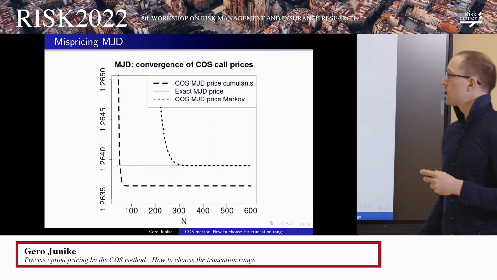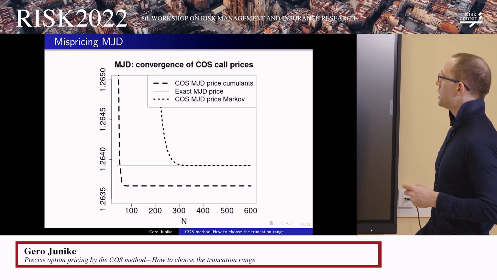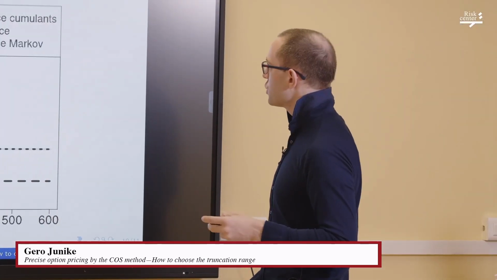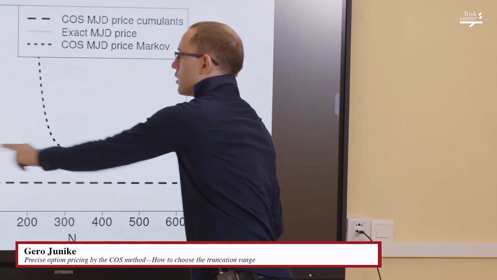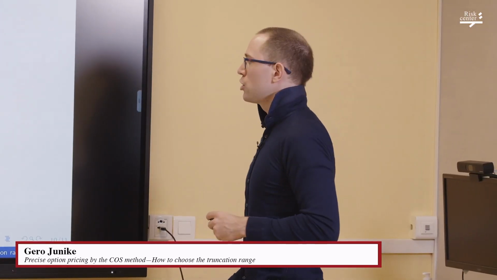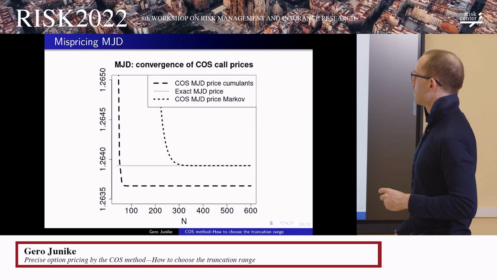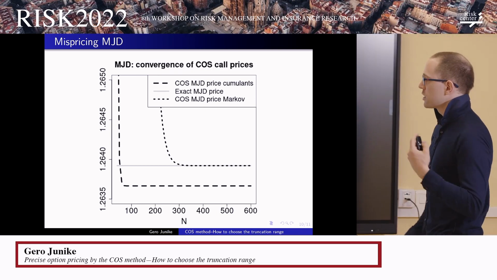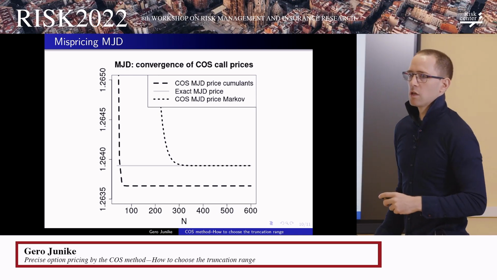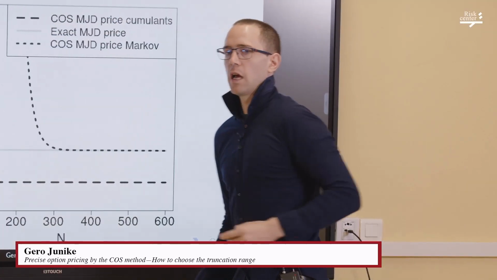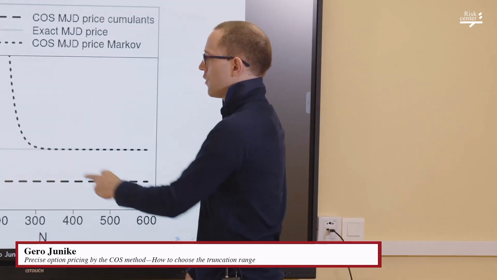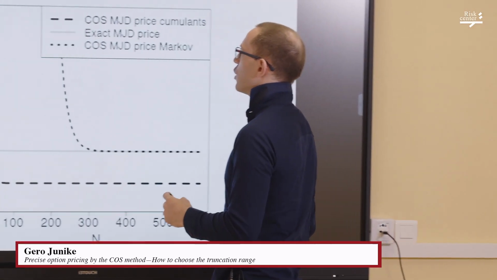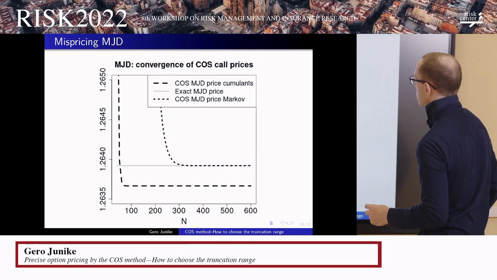On this last slide, we see how the choice of the truncation range affects the price of the option. The gray line is the exact price in the Merton jump diffusion model, and the dashed line diverges, or does not converge to the true price. You may put an epsilon around the gray line, and then the dashed line is far away from the gray line, and the dotted line does converge to the price.